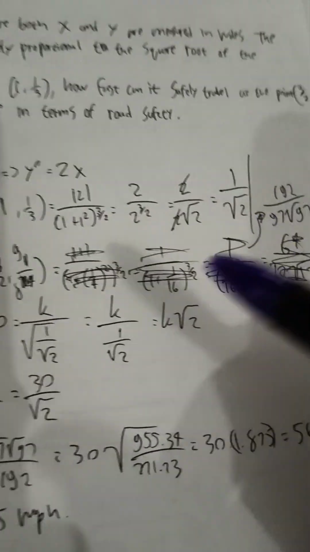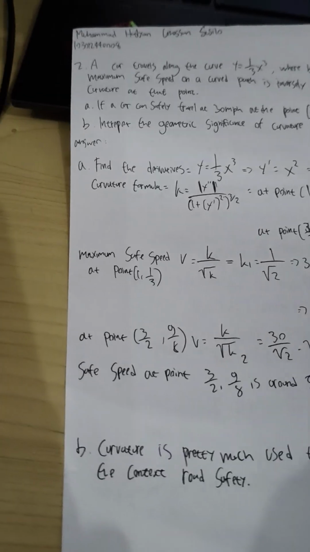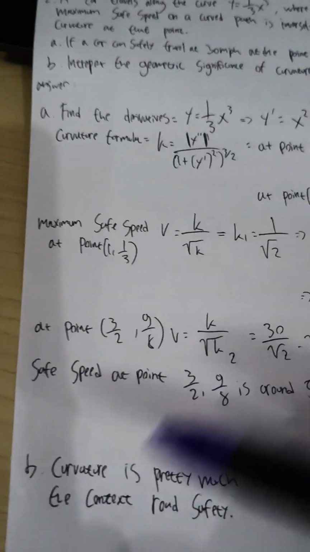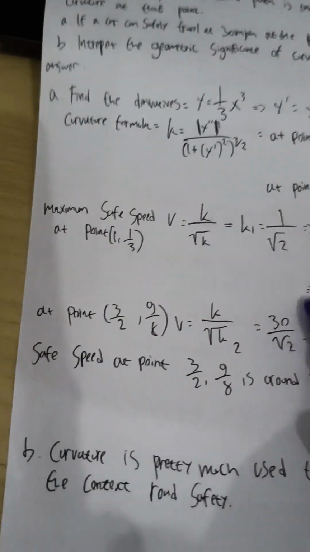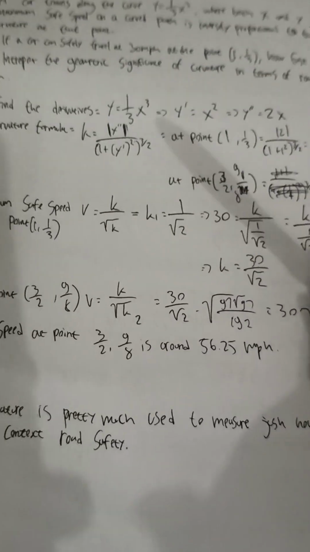I saw the question wrong. So this is the result. That's the result. Okay, cool. Now we need to get to the maximum safe speed at the 2 different points. Now for V, this is the formula, K over K root.